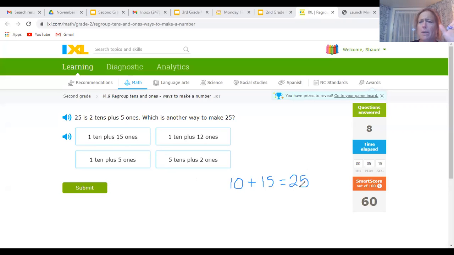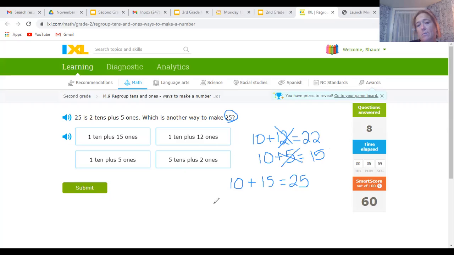Okay, so before we decide that that's our answer, let's look at our other choices. 1 set of 10 plus 12 ones. Okay, so that would be 10, because it's 1 set of 10, plus 12 ones. 10 plus 10 is 20, plus 2 is 22. So that we know cannot be the answer, right? Because we need it to equal 25. 1 set of 10 plus 5 ones is 15, so we know that that can't be the answer, right?